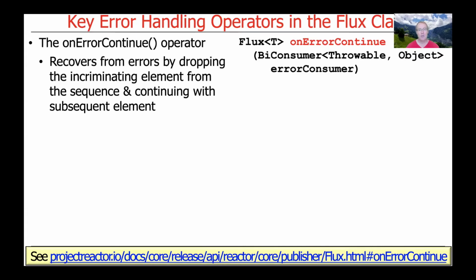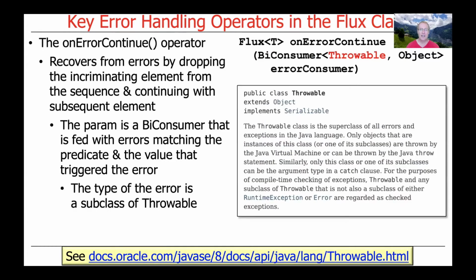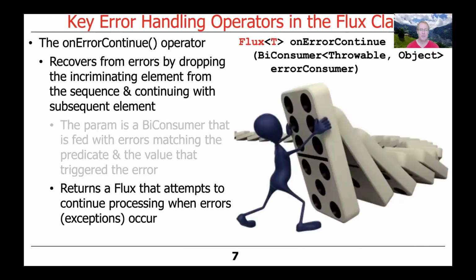This operator is designed to recover from errors by dropping the incriminating element from the sequence and continuing with the subsequent element. The parameter that's passed to onErrorContinue is a BiConsumer that is fed with errors that match the predicate and the value that triggered the error. The type of the error is actually a subclass of Throwable, so it's typically some type of exception.